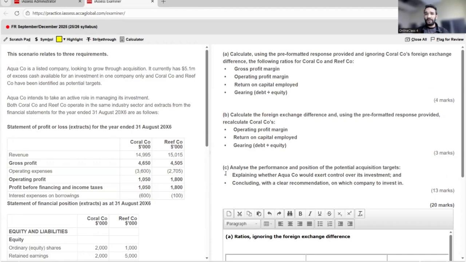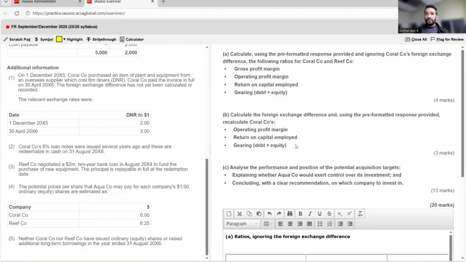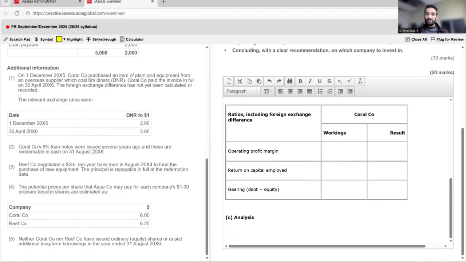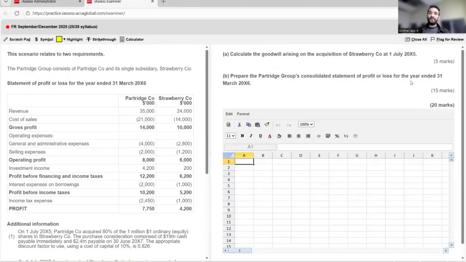So the first question is about ratio analysis. Let's just skip this. I will be recording this in the second video. We'll be solving another question, the second question of this past paper. This is the second question.